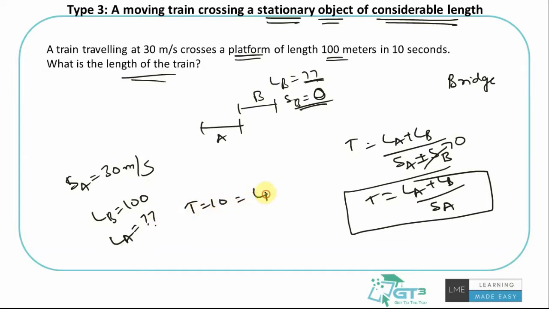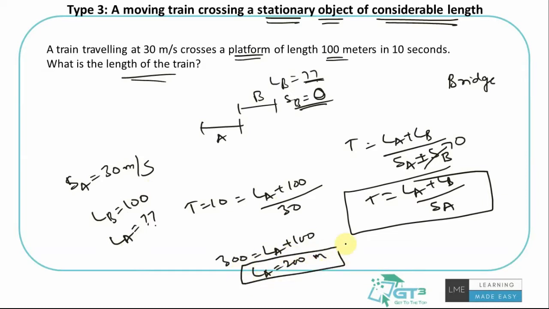So (LA plus 100) by 30. So 300 is equal to LA plus 100. So LA would be 200 meters. That would be the length of the train. Right? That's how you can solve this question.